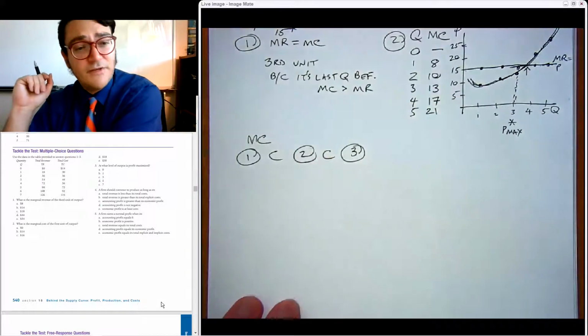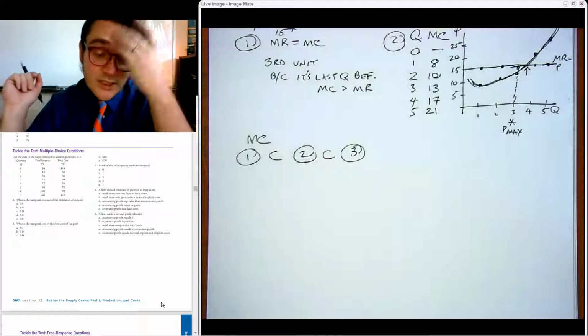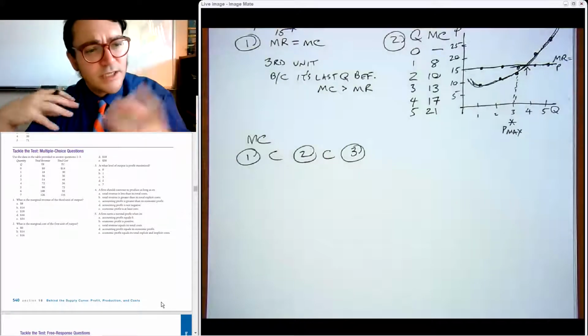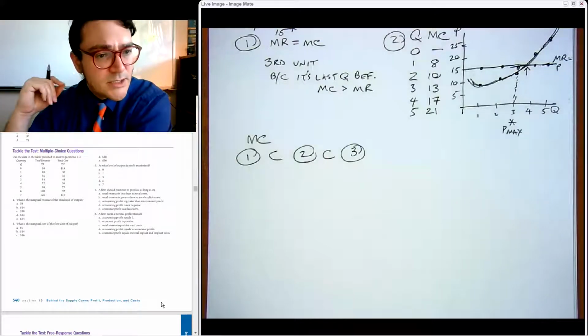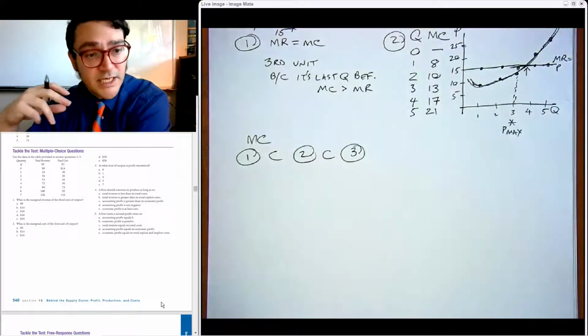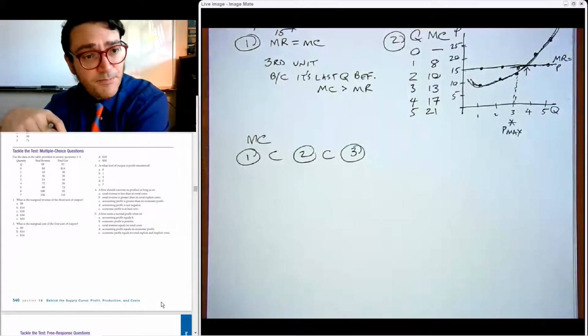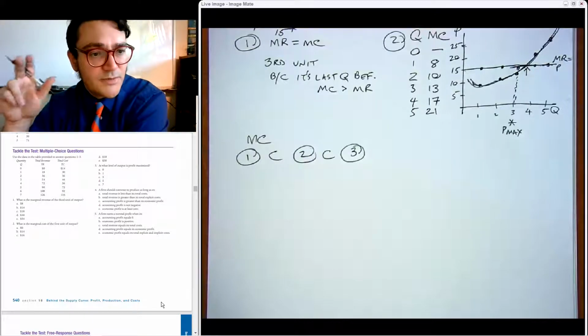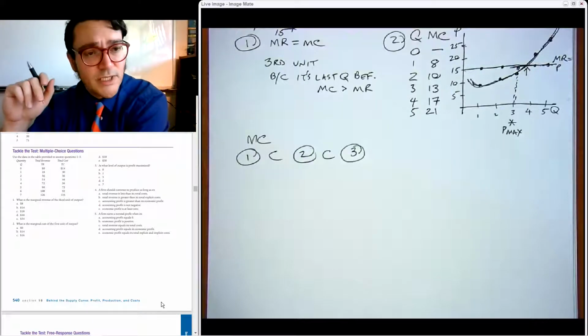Number 3, at what level of output is profit maximized? For this one, we have to figure out the marginal cost and the marginal revenue. It does look like the marginal revenue stays the same. It goes up by 18 every time. So we're going to look for where the marginal cost is equal to 18.